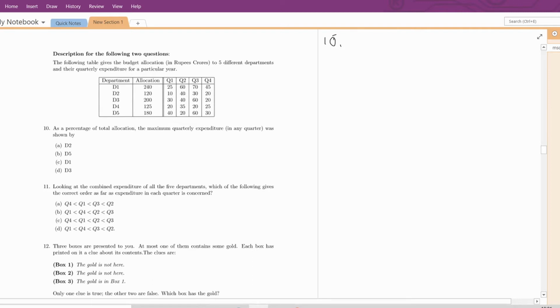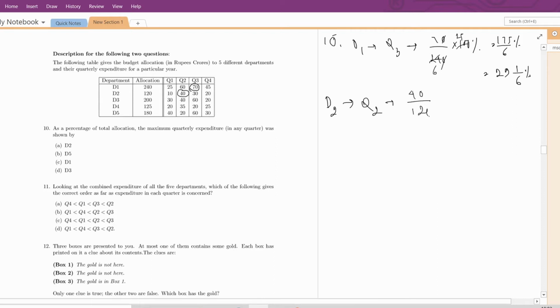For the department D1, I am taking Q3. So D1, it is Q3 and it is how much? It is 70 by 240 into 100, which is 175 by 6 %, which is 29 plus 1/6 %. For D2, the maximum expenditure is in Q2, 40. So it is 40 divided by total allocation 120 into 100, which is 100 by 3, which is 33 plus 1/3 %. For D3, again Q3, it is 60. 60 by 200 into 100, which is 30%.